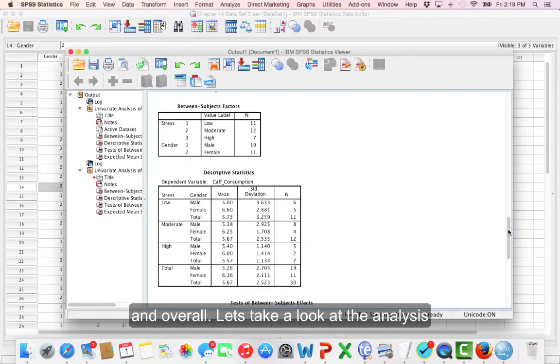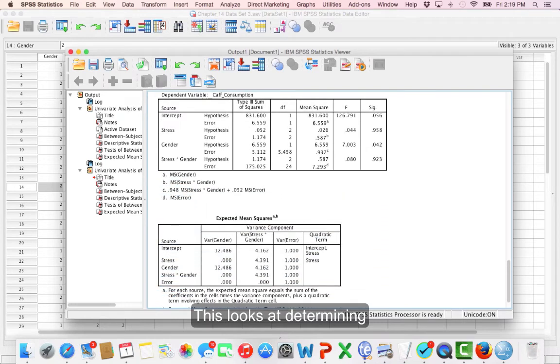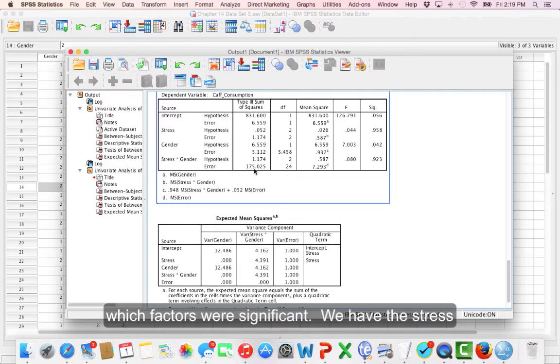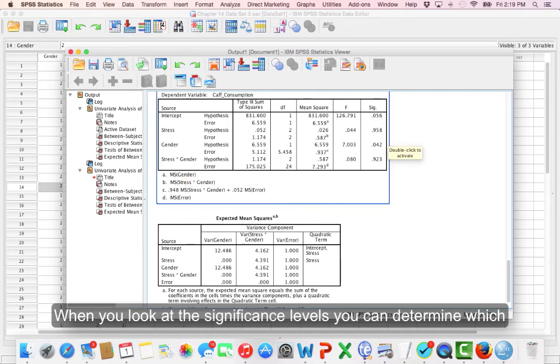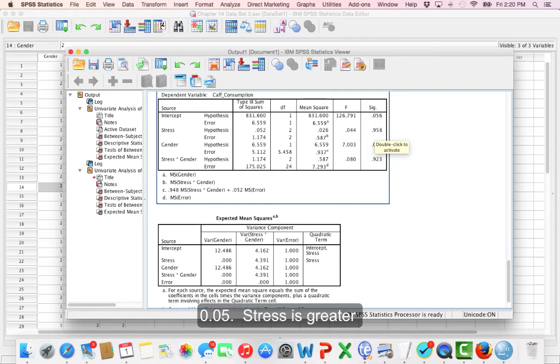Let's take a look at the analysis portion, the good stuff. This looks at determining which were significant. We have the stress, the gender, and the stress star gender indicates the interaction of stress and gender. When you look at the significance levels, you can determine which factors were statistically significant. Remember, you're looking for values less than our alpha level of 0.05. Well, stress is greater than 0.05. Therefore, it cannot be shown to have an effect on caffeine consumption.